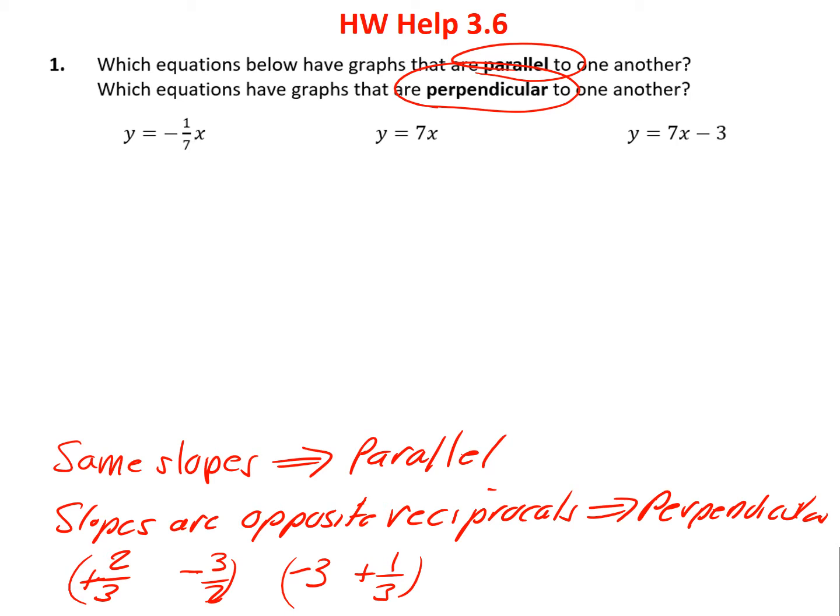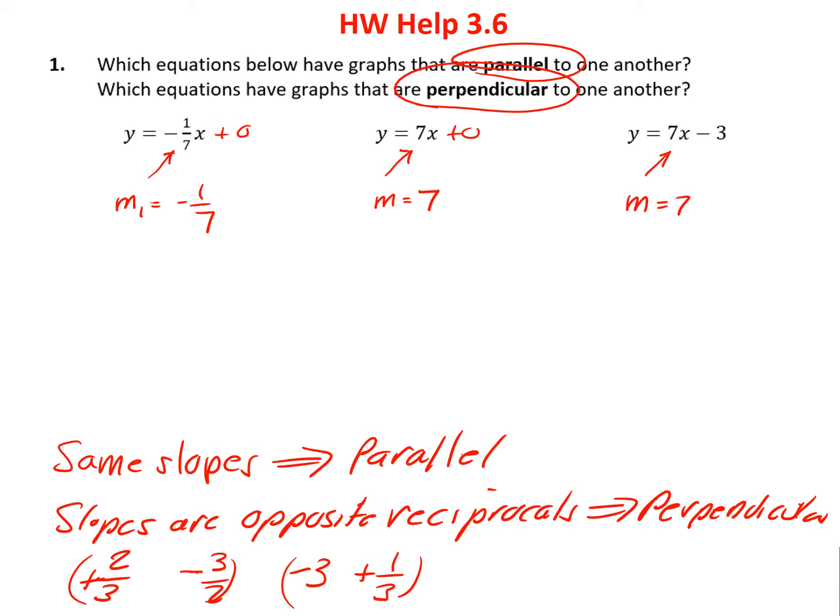Notice in the first one, my slope is considered in the slope-intercept form, this would be +0. My slope is right here. So the slope of this one is -1/7. Here again, there's no y-intercept. My slope is simply 7. And here, my slope again is 7.